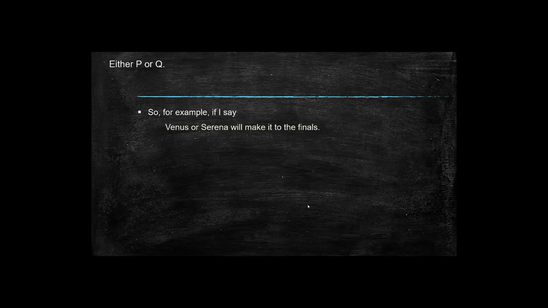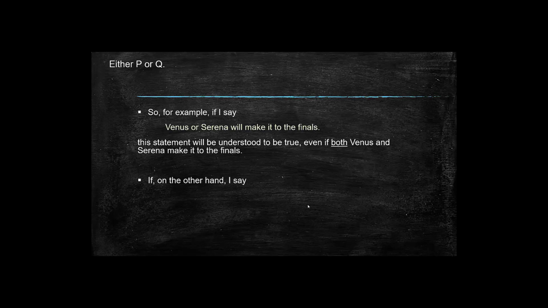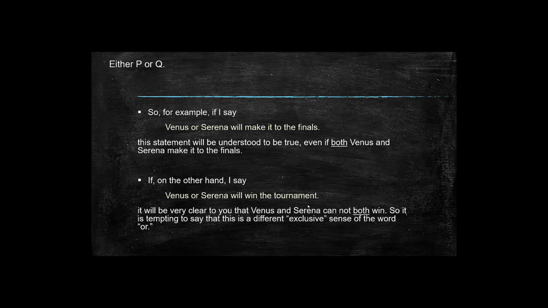So for example, if I say Venus or Serena will make it to the finals, this statement will be understood to be true even if both Venus and Serena make it to the finals. If, on the other hand, I say Venus or Serena will win the tournament, it will be very clear to you, if you know anything about tennis, that Venus and Serena cannot both win. So it is tempting to say that this is a different, exclusive sense of the word or.